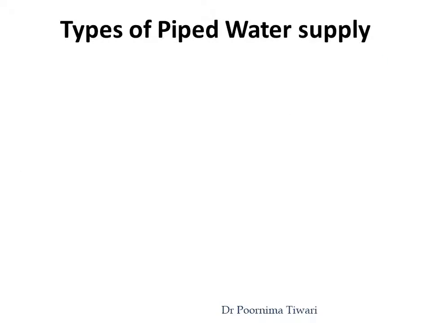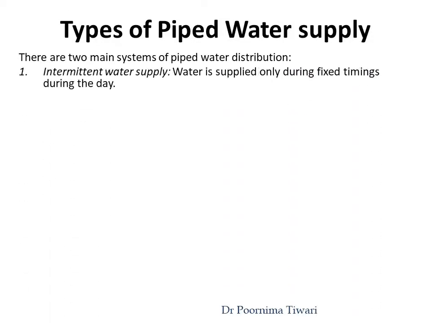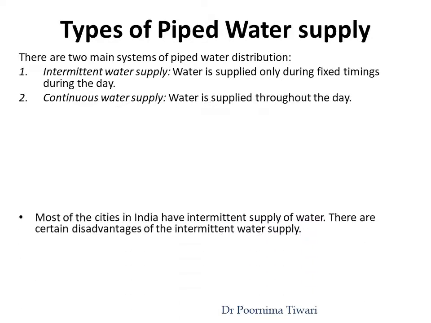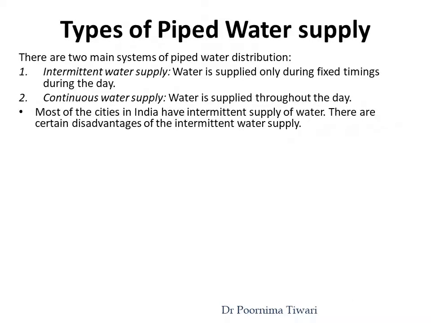Types of piped water supply. So many houses you will find they have piped water supply. Water is being supplied by the municipal body or some other agency. So there are two main types of piped water distribution. Intermittent water supply, that is water is supplied only during few hours in the day, maybe 2 times a day. And continuous water supply, when the water is supplied 24 hours a day. Most of the cities in India have intermittent supply of water.